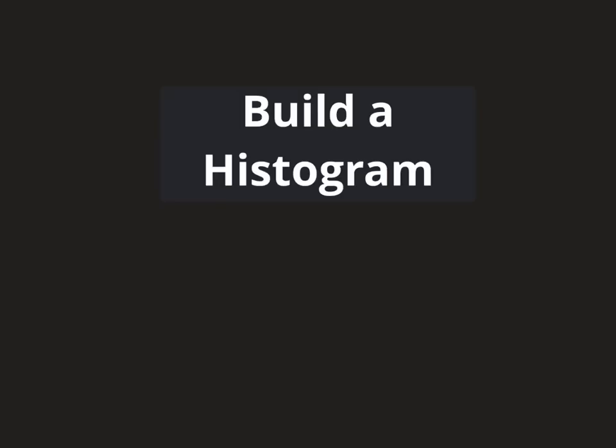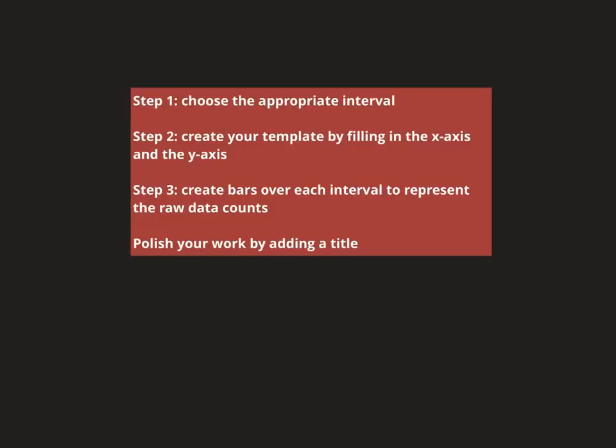We're now ready to build a histogram and move through all the required steps. Let's review the steps. The first step was to choose an appropriate interval. Because that's a little bit complicated, we've spent a good amount of time practicing that. We're now ready to move on to steps 2 and 3.